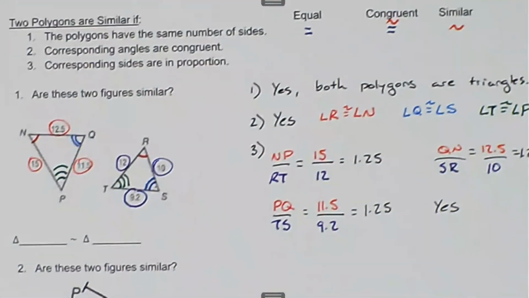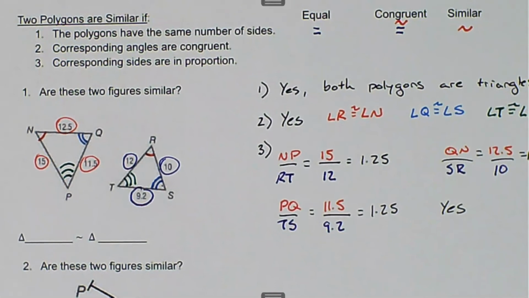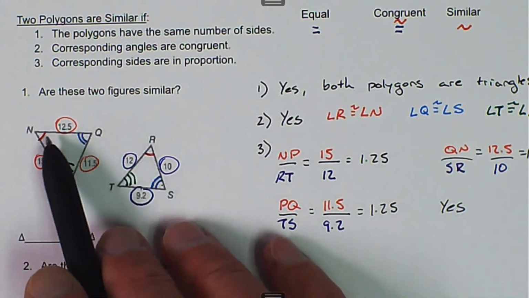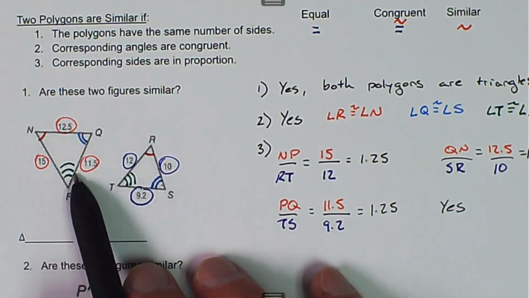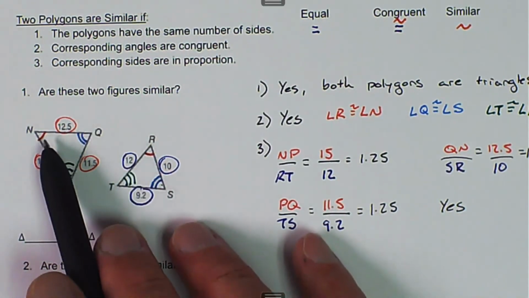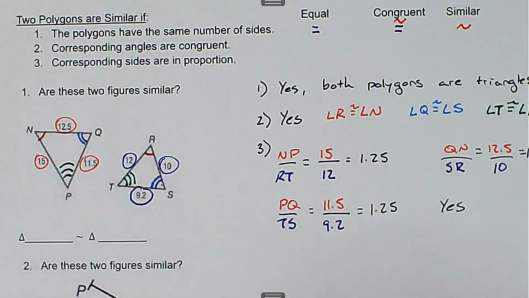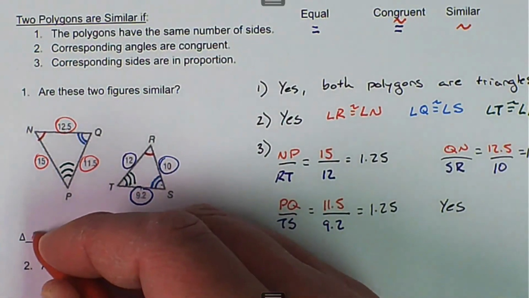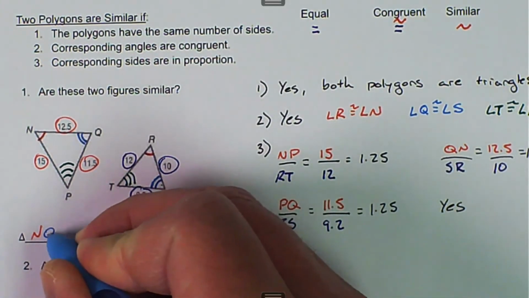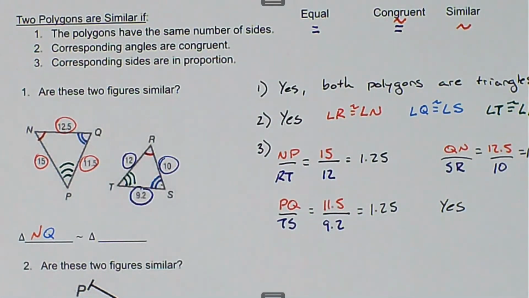So the last thing we have to do is write the triangle similarity statement. And the easiest way to do it is just to count the marks that you use for your angles. So this triangle, the larger triangle here, is go 1, 2, 3. Or we can say N, Q, triangle NQP.